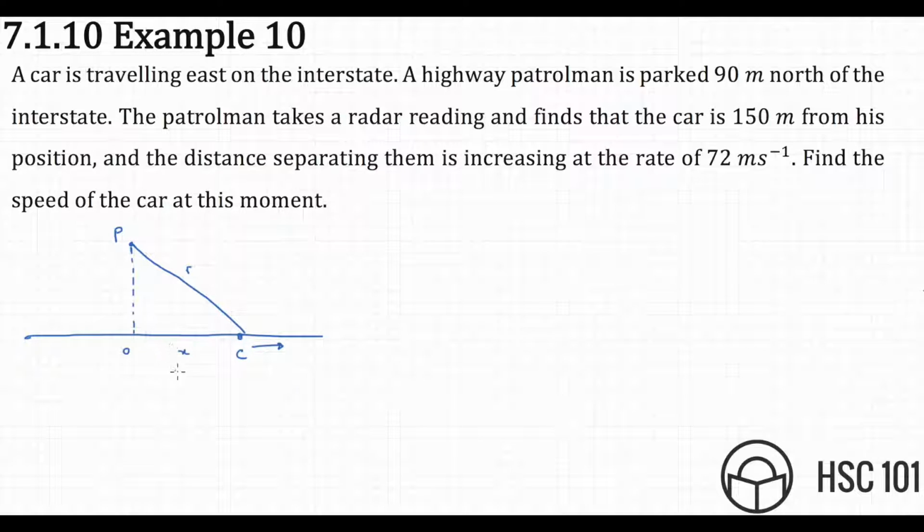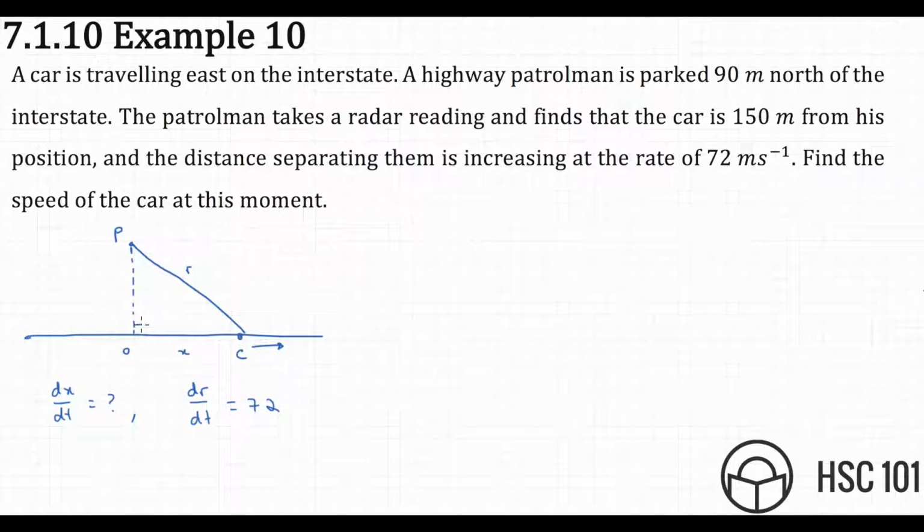So the rate at which x is increasing represents the speed of the car, and that's what we want to find. So dx/dt is what the question seeks. And we also know that r, the distance between the patrolman and the car, is increasing at a rate of 72 meters per second. In other words, dr/dt is equal to 72.